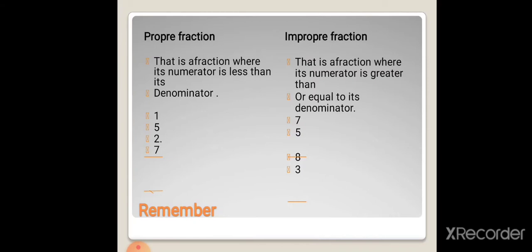Okay, what is an improper fraction? An improper fraction is one where its numerator is greater than or equal to its denominator. Who can give me an example? Sure, Hamza, 7/5, right. Who else? Yes, Malak, 8/3. What do you see here? We see that 7 is greater than 5, 8 is greater than 3, so we call this an improper fraction.